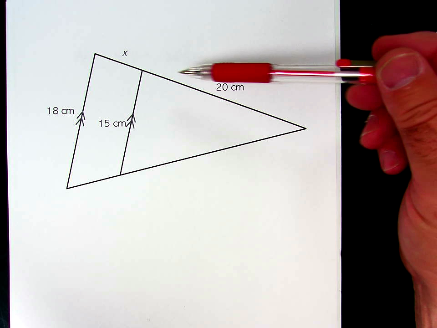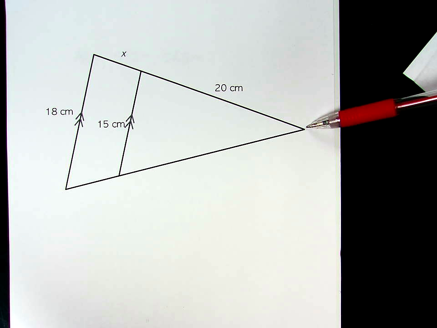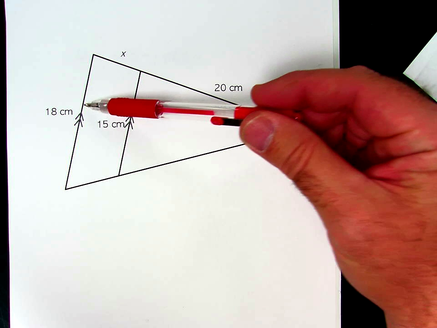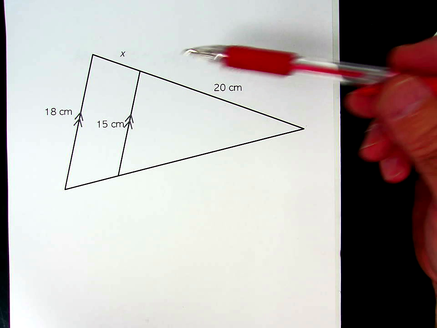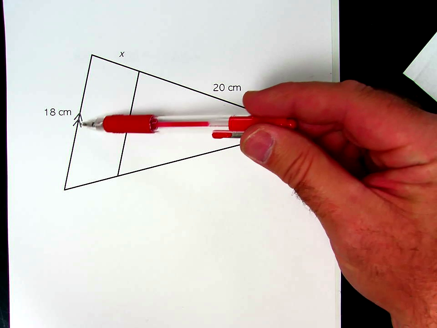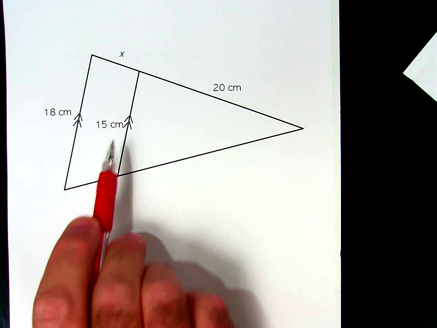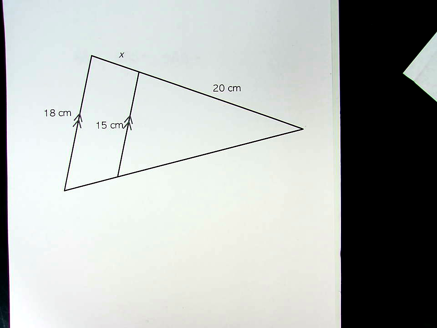I know that the length of the segment from here to here is 20 centimeters. I know each of these lengths, 15 centimeters and 18 centimeters respectively. And I know that these two segments are parallel to each other. Now, let's key on that. Because remember, if two lines are parallel and cut by a transversal, then we have some angle pairs that are congruent.